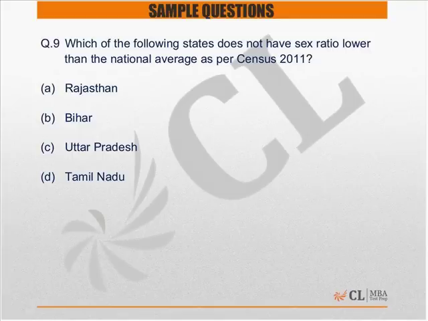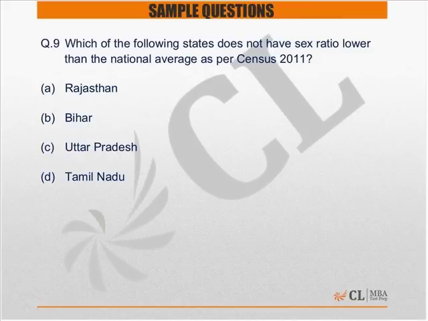When we talk about the top 5 or best performing states in sex ratio, it is Kerala 1084, Puducherry 1038, Tamil Nadu 995. And the worst performing states are Daman and Diu.